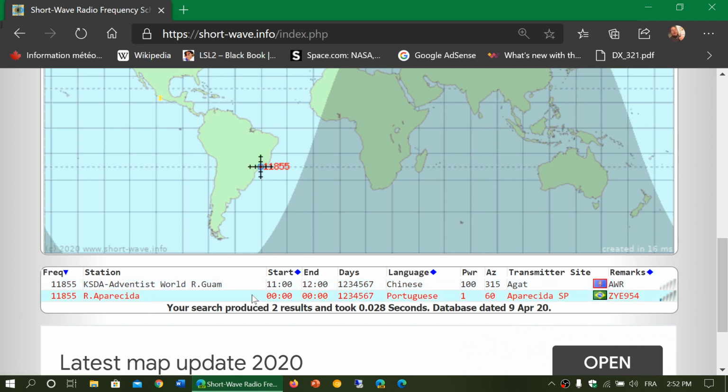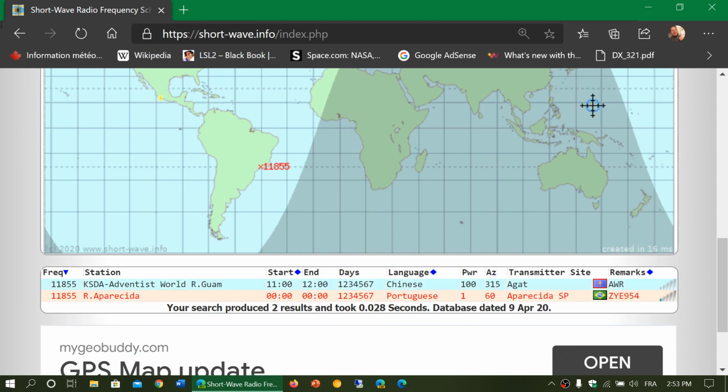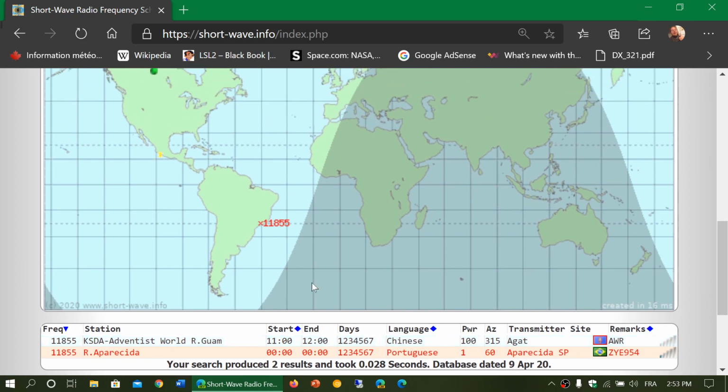For example, Radio Aparecida from Brazil in Portuguese is a 24-hour operation. It's always there. So you might hear this, but you might hear something else if you're listening between 11 and 12 UTC, for example. That means these two stations are broadcasting on the same frequency. Now you might think, well, aren't they going to interfere with each other? Well, if you look at the map, KSDA broadcasts from the Pacific Ocean, whereas Radio Aparecida is in Brazil and South America. The chances of them overlapping are not as great, because they are in different areas, probably broadcasting to different target areas.